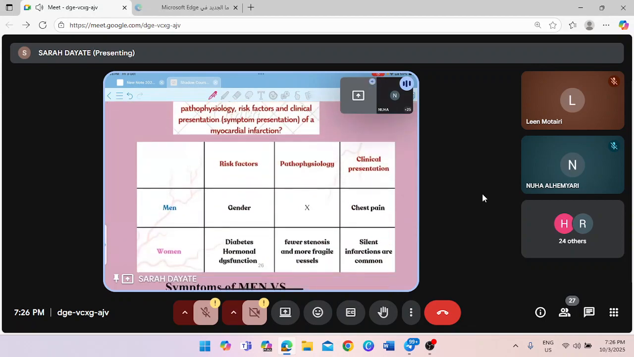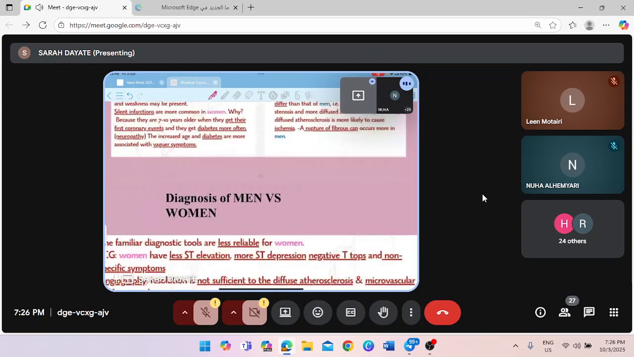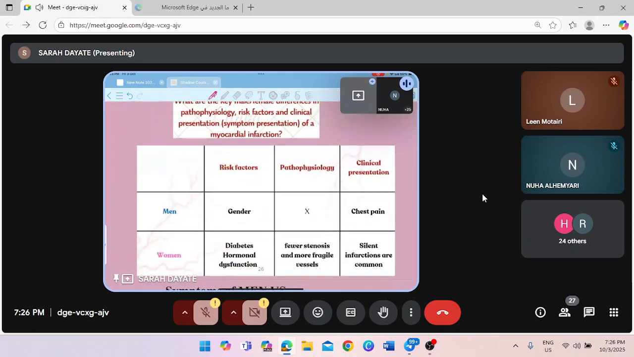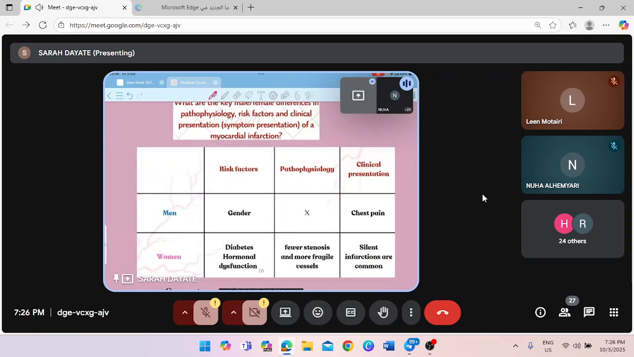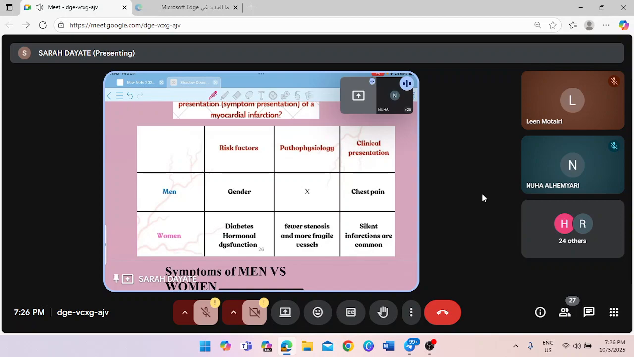Okay. Now, the second and last learning goal is how to differentiate between men and women related to myocardial infarction. So the risk factors: in men, male gender is itself a risk factor for having myocardial infarction. For women, it's diabetes and hormonal dysfunction. We know that hormones matter: a premenopausal woman is unlike a postmenopausal woman, because premenopausal women are safer because of the estrogen. It gives protection from heart disease.